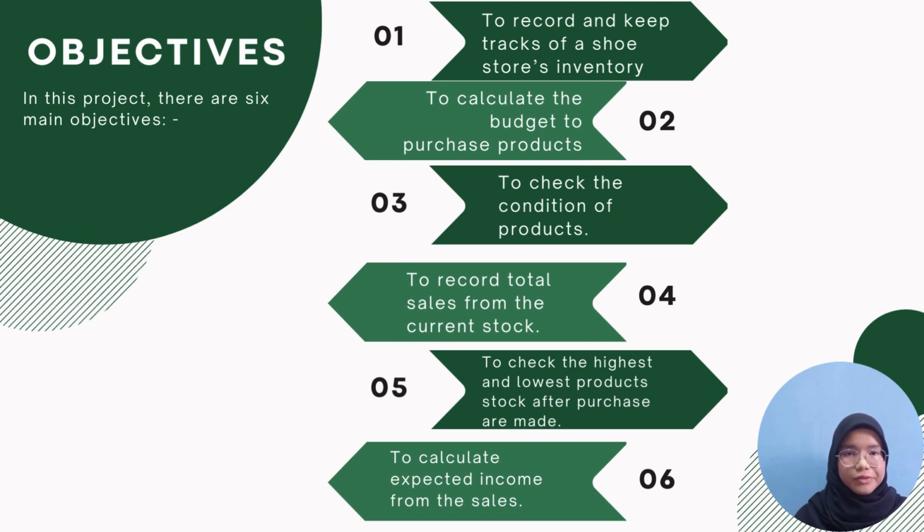This Shoe Store Inventory Management System has six objectives. The first objective is to record and keep track of a shoe store's inventory. The second objective is to calculate the budget to purchase products. The third is to track the condition of products. The fourth is to record total sales from the current stock. The fifth is to check the highest and lowest product stock after purchases are made. And the last one is to calculate expected income from the sales.